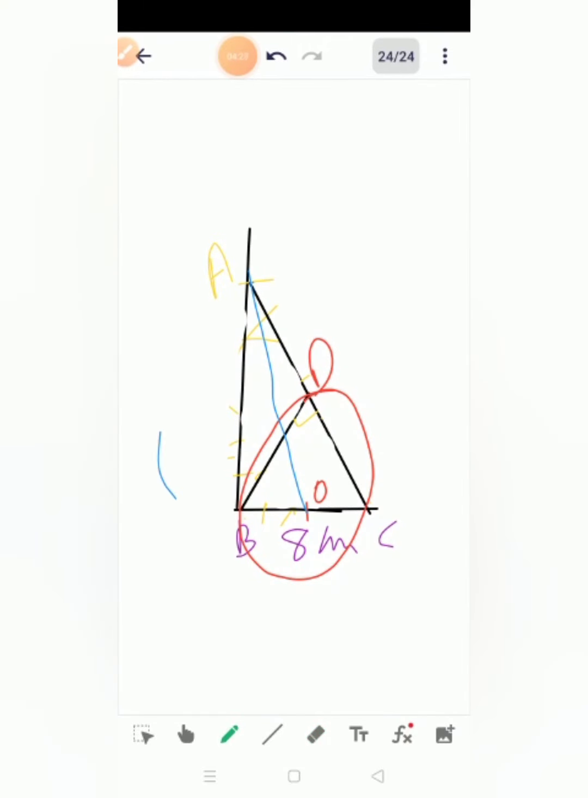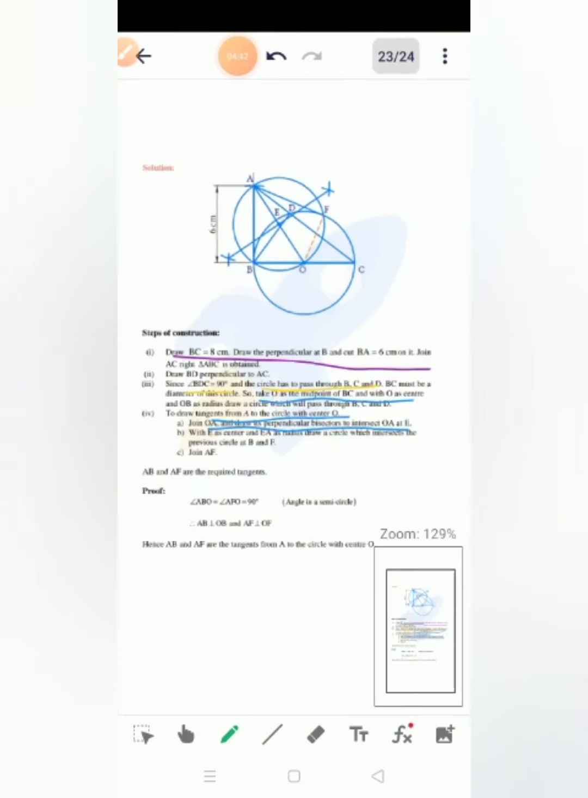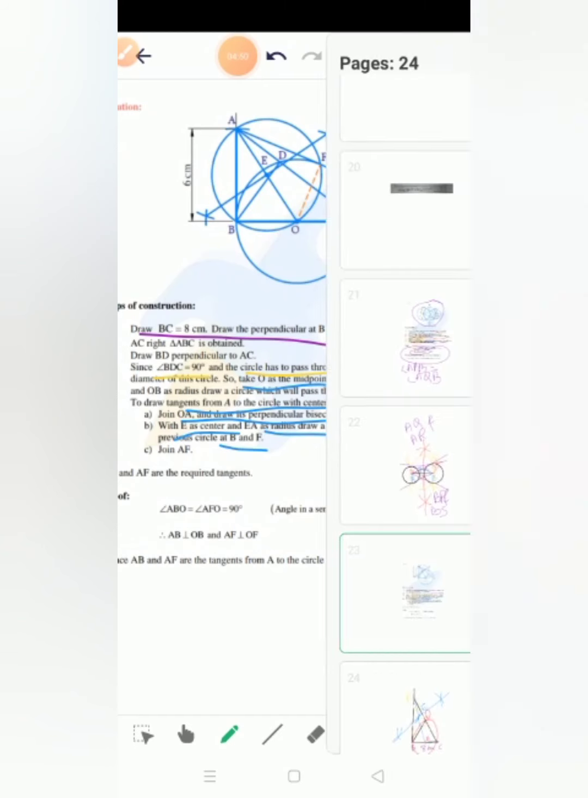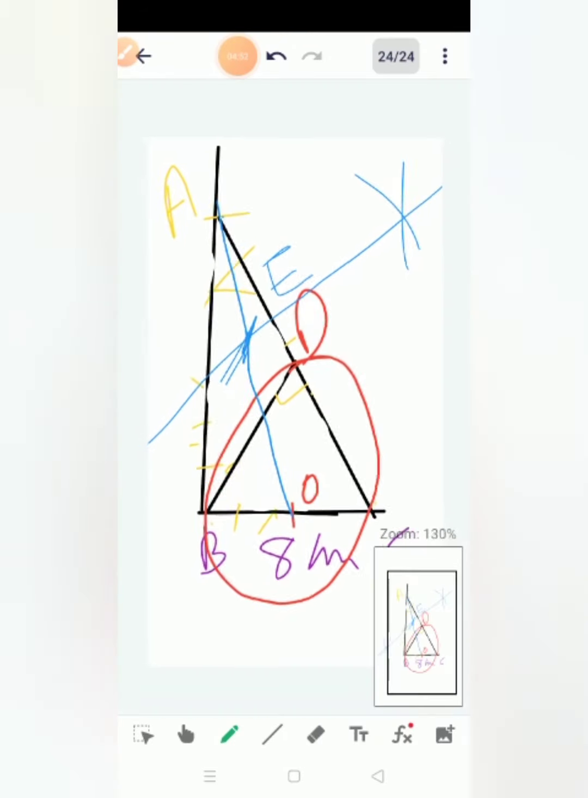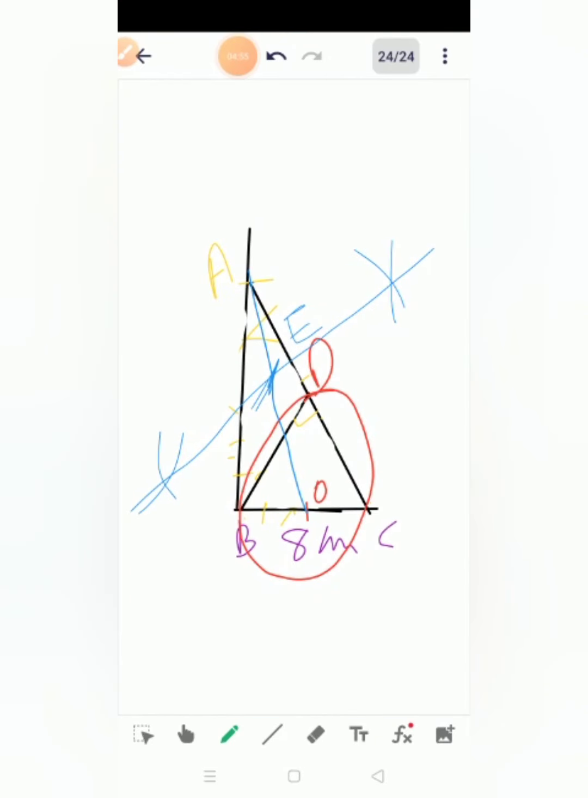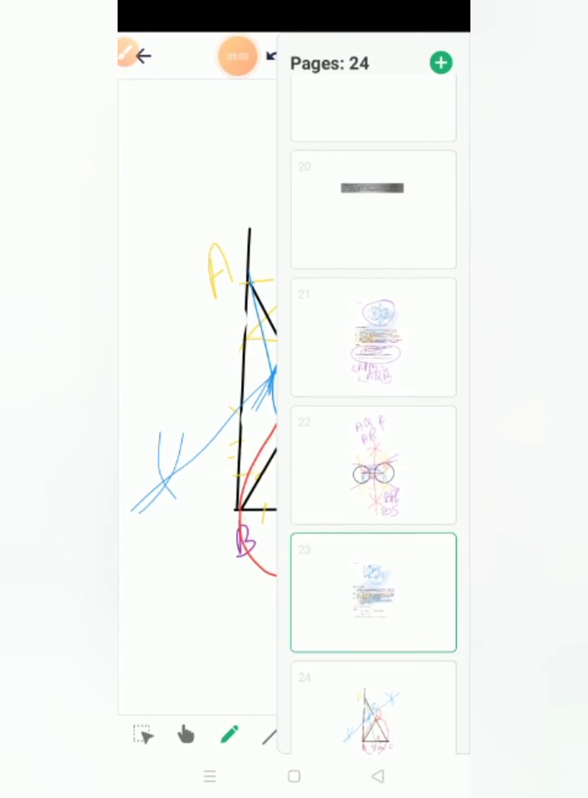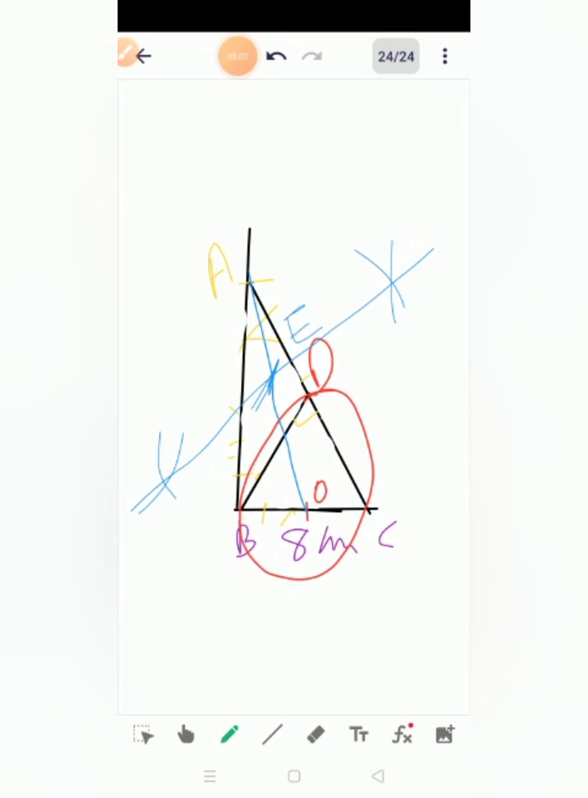Draw its perpendicular bisector like this so that it will intersect OA at E. This is the point E. After that, with E as center and EO as radius, draw a circle which intersects the previous circle at B and F. You draw the circle so that it intersects the previous circle at B and F. B is here, and F.